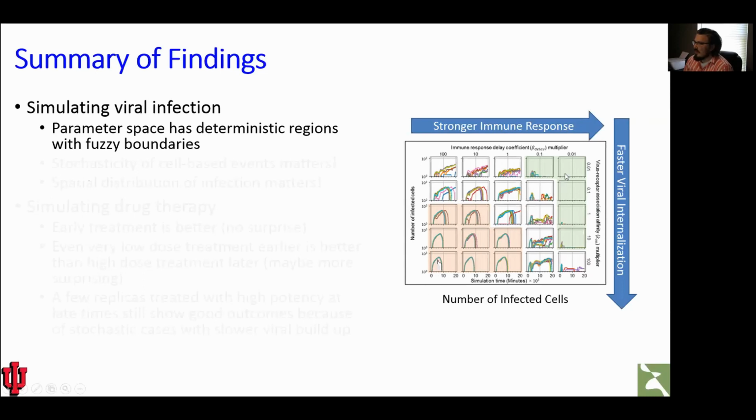Now moving to the top right, we see the exact opposite. This is for a very strong immune response and for a very slow viral internalization. And in this case, measuring the number of infected cells, we see mostly none. That's the case for all of these green shaded regions. So what we observed is that in the extreme regions of the parameter space, we get deterministic behavior and certainty of outcomes. And then in between, we have something like what I like to call fuzzy boundaries between those regions, where we have lots of stochasticity, lots of uncertainty about what will happen.